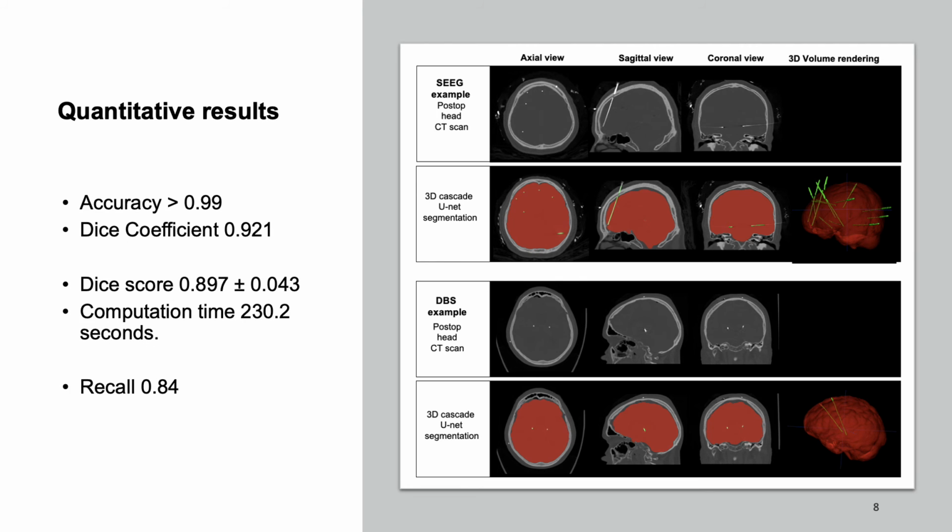On the image on the right, the red segmentation results show that the network segmented the brain surface and the green segmentation represents the electrode segmentation of the network. Quantitative results of the test set are 0.89 for mean dice score, and it was computed for an average time of 230 seconds. A recall of 0.85 for electrode segmentation is reached, which shows that the network finds 84% of the voxels segmented in the ground truth of the electrodes.